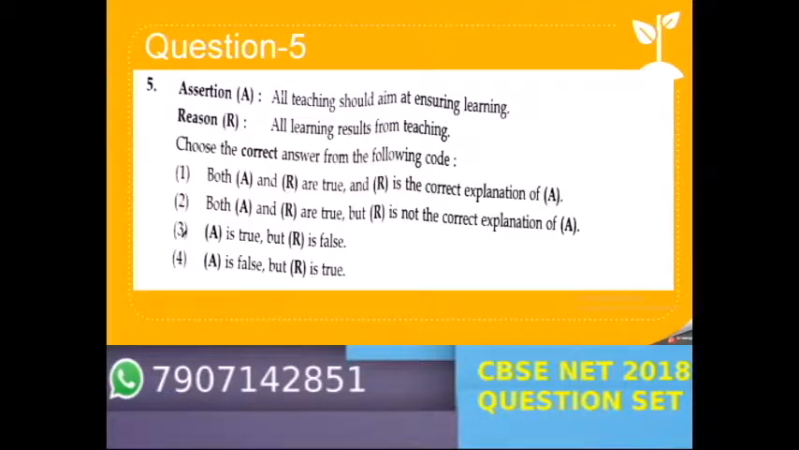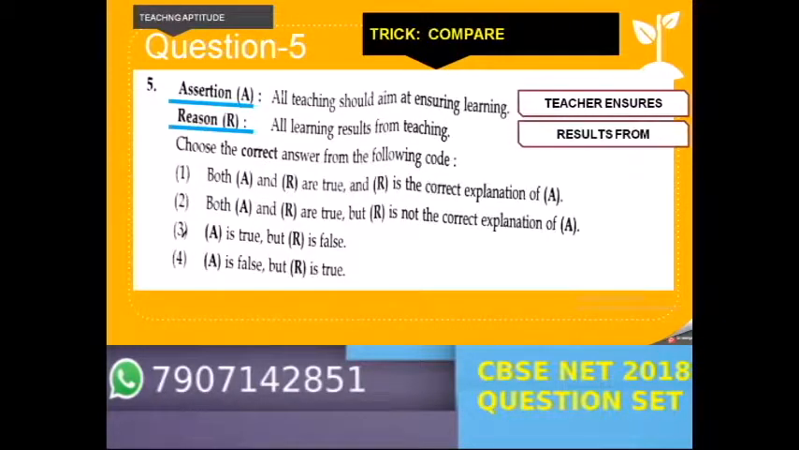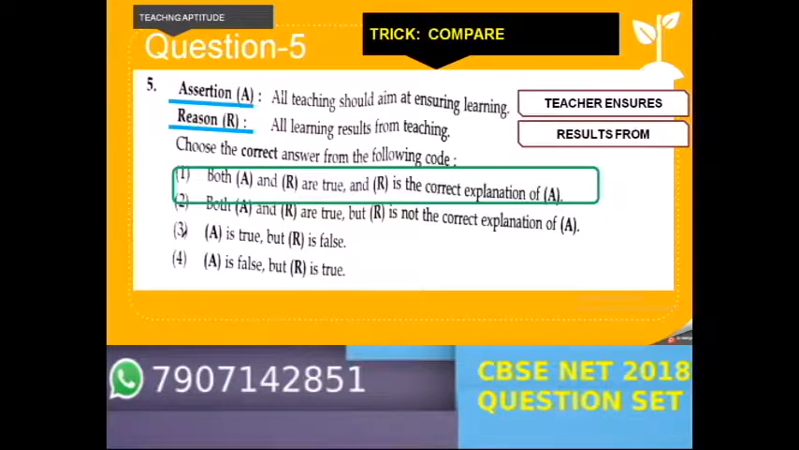So let's read it. The first one, comparing the sentences. That's the trick for solving this set. How can we compare it? The assertion statement: teachers ensure that the student is learning, and the reason is that it results from something. So definitely we can fix that A and R are correct. Both A and R are correct, and R is a right explanation of the statement A. So we can fix the right answer as option 1 in question number 5.